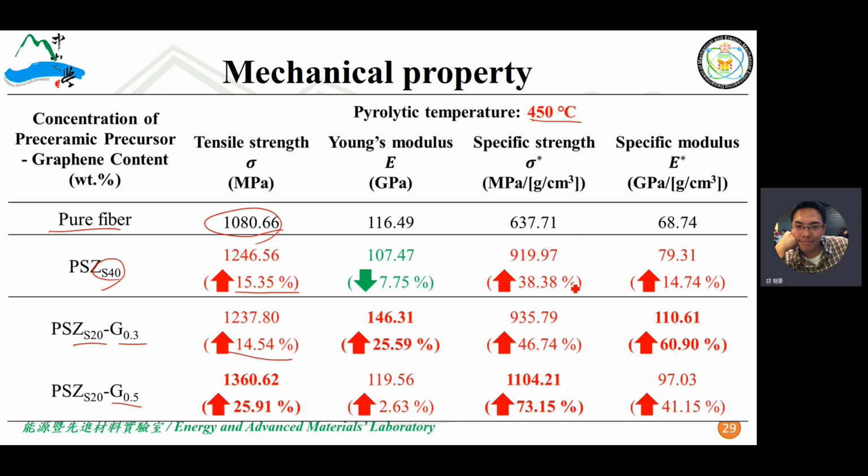Okay, and for Young's modulus, it's decreased by 40% for the preceramic precursor pyrolyzed at 450, because this polymer phase is not fully transferred. Well, it's only partially cured at 400-something.